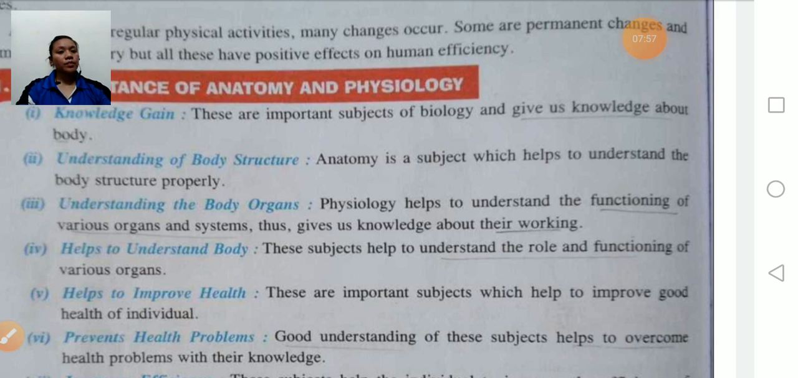So the knowledge of anatomy and physiology gives us knowledge about our body. We know about the human body. Understanding the structures.